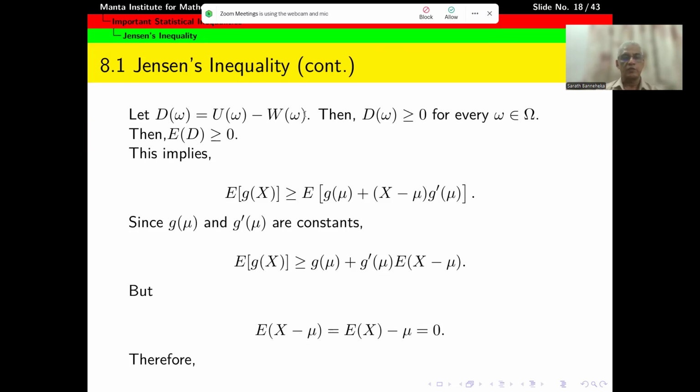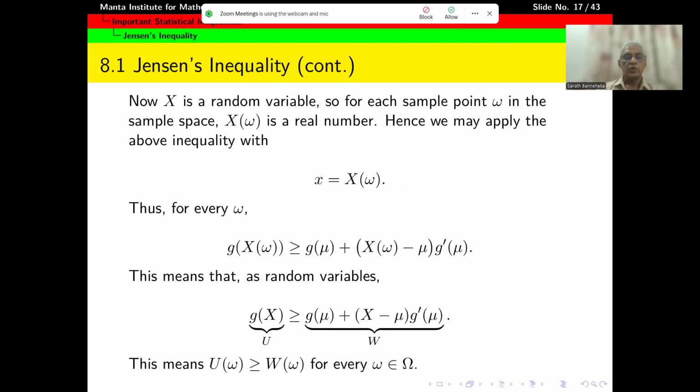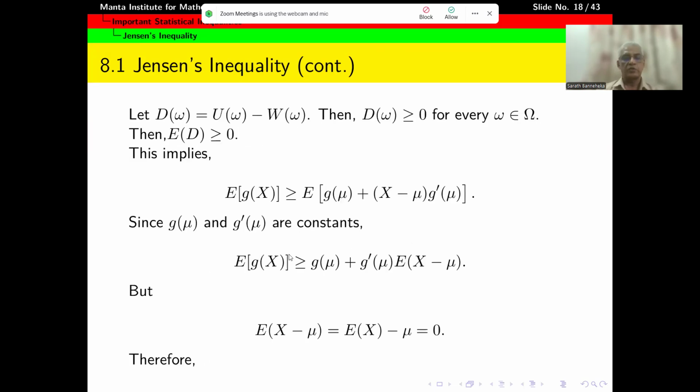That means the expected value of this thing is greater than or equal to 0. That means the expected value of u is greater than or equal to the expected value of w. That means the expected value of g of x is greater than or equal to the expected value of this thing. So that's how we can connect the original mathematical inequality coming from the definition of convexity to random variables, right? So we can have this expression with a random variable. Expected value of g of x is greater than or equal to the expected value of this one.